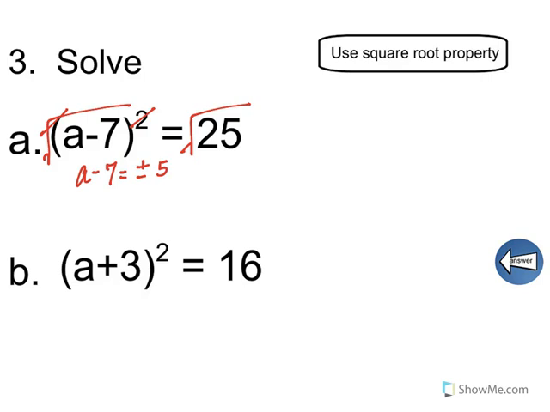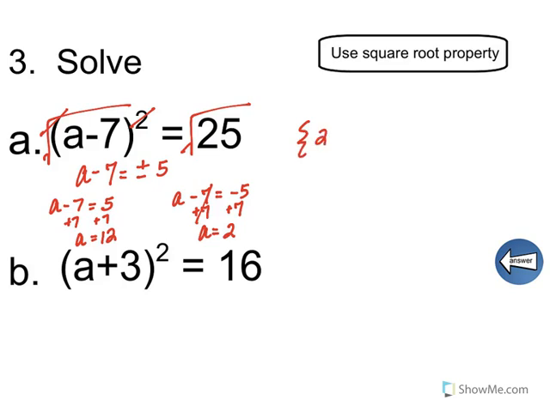Now, for this one, I'm actually going to split it up so that I get both of my answers here. So I have a minus 7 is going to be equal to positive 5, but I also have a minus 7 is going to be equal to negative 5. So it's equal to both positive and negative 5. And then we can solve it. So I solved this one by adding 7 on both sides. That's going to give me a is equal to 12. And then I do it again by adding 7 on both sides. But this time, because I'm adding it to negative 5, it's going to give me positive 2. And so my solution for this one would be 2 and 12.